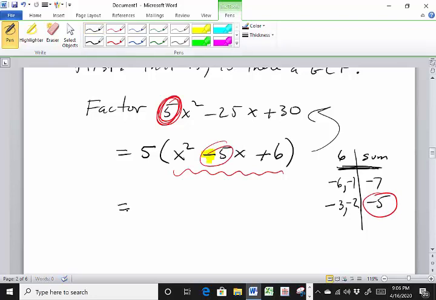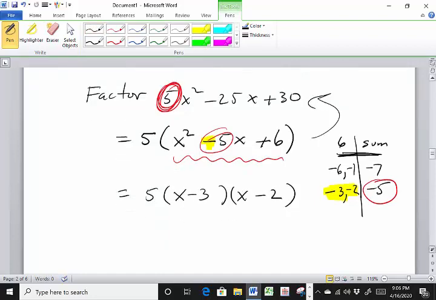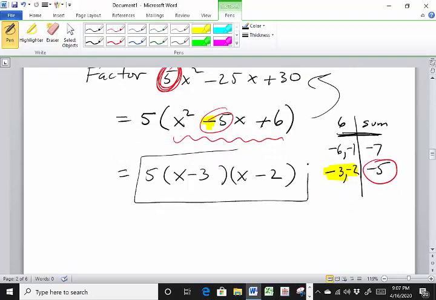So this can factor to 5 times the product of two binomials. And these are the values that I'm going to use. So x minus 3, x minus 2. And that is our final result. Again, you can check yourself. In fact, let me do it real quick. Let's do a check on this.